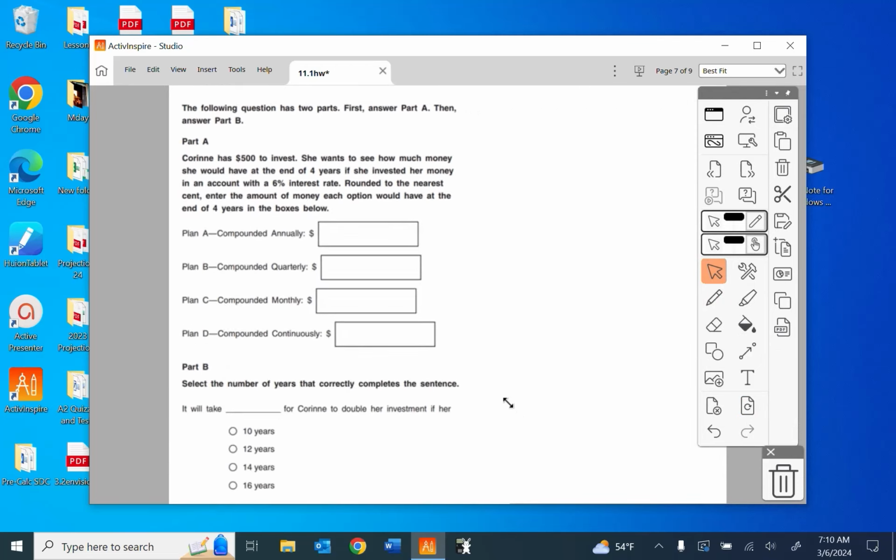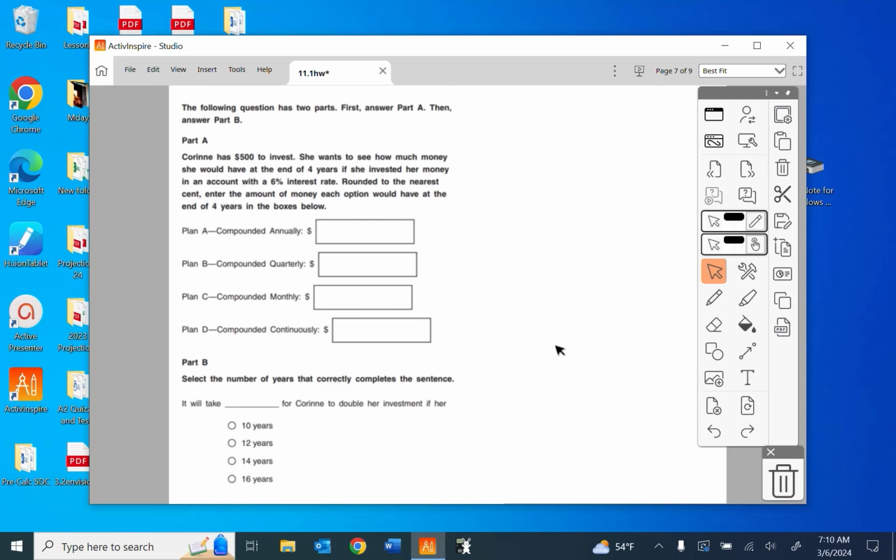What do we have here? The following question has 2 parts. First, answer part A, then answer part B. Corrine has $500 to invest. She wants to see how much money she would have at the end of 4 years if she invested her money into an account with 6% interest rate. Round to the nearest cent. Enter the amount of money each option would have at the end of 4 years.